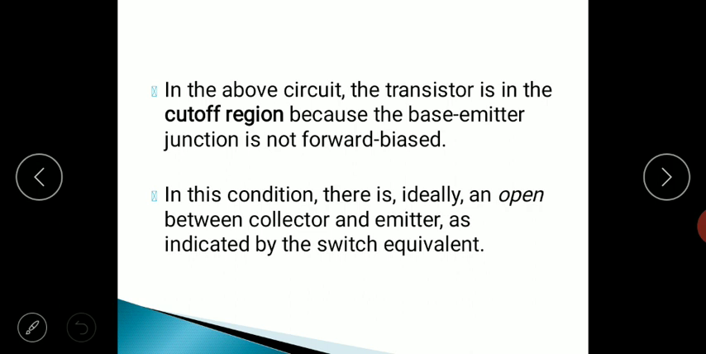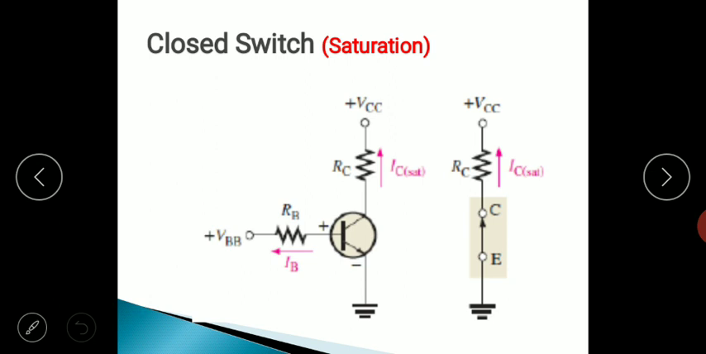You have seen in this circuit that the transistor is in the cutoff region because the base-emitter junction is reverse biased, or not forward biased. In this condition there is ideally an open circuit between the collector and emitter, as indicated by the equivalent circuit, hence the transistor is acting as an open switch.